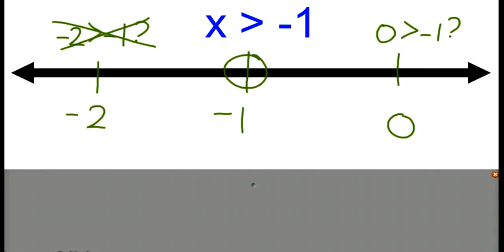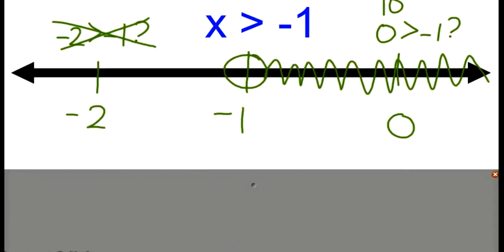0 is greater than -1, so I'm going to shade in the direction which makes the inequality true. If I think about it, I could insert a 10 here, and 10 is greater than -1, right? If I kept going on my number line, I could go to 100. 100 is greater than -1. That's why I'm going to shade in that direction.